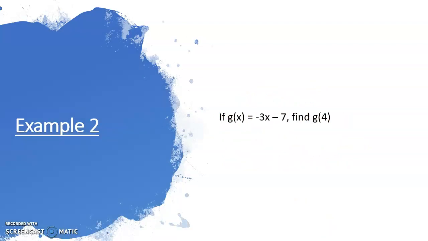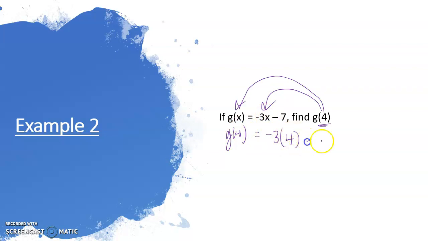All right, example 2, g of x. This function is g, and I need to find g of 4. So I'm going to take 4 and plug it in everywhere I see an x. So g of 4 equals negative 3 times, I'm going to put in my parentheses, 4 minus 7. G of 4 equals negative 3 times 4 is negative 12 minus 7. Combine like terms. Both signs are the same, a negative and a negative, so I'm going to add 12 and 7 to get 19 and keep my negative. So g of 4 equals negative 19.